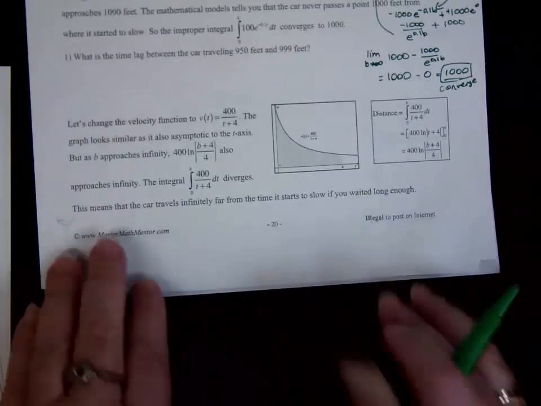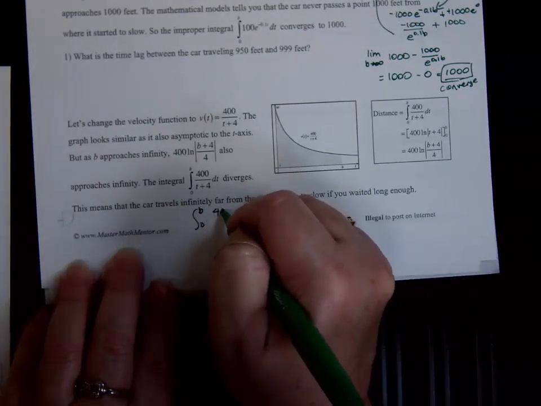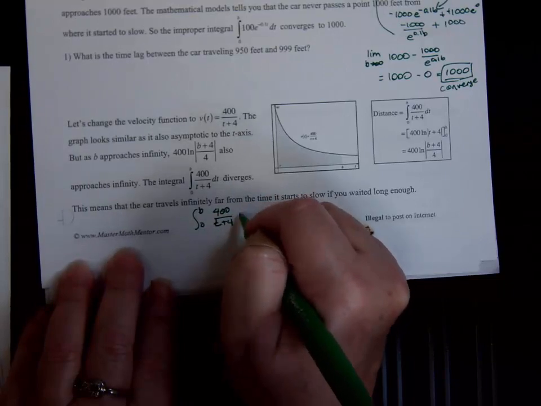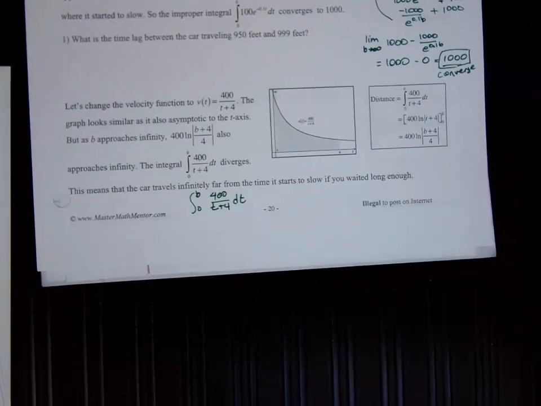So we have the integral from 0 to b of 400 over t plus 4 dt. You may want to write this down and follow along, or just watch me. It's up to you. I'm going to do exactly what they did in the box, but I'm going to add some more steps. Is the top the derivative of the bottom? Every time you see a fraction, that's what you ask yourself. No. But can I make the top the derivative of the bottom?